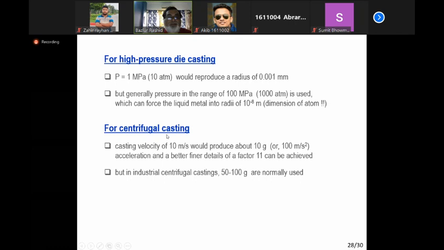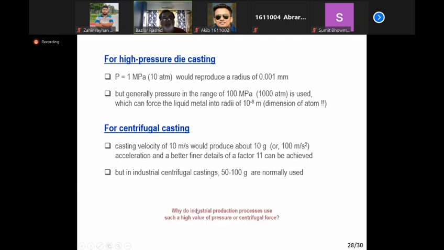Second question: for centrifugal casting, if the casting velocity is 10 meter per second, it will produce 10G. 10G means 100 meter per second squared acceleration, and finer details by a factor of 11 can be added. And this is more than enough to produce finer details of a casting. But in industry, we use 50 to 100 G, very high, where 10G is enough to produce a surface finish of factor 11.